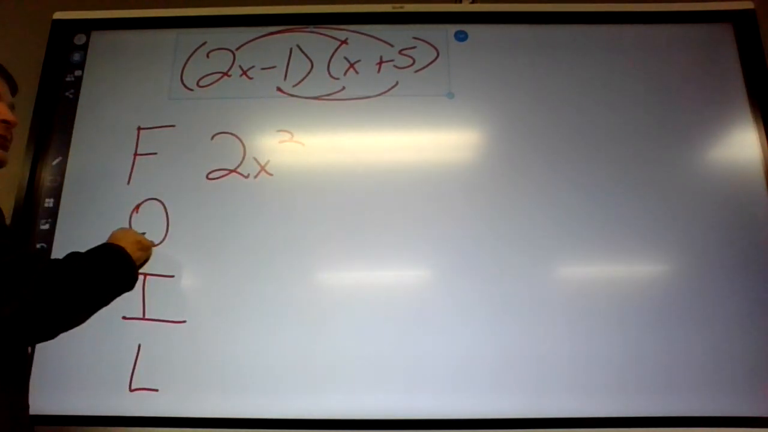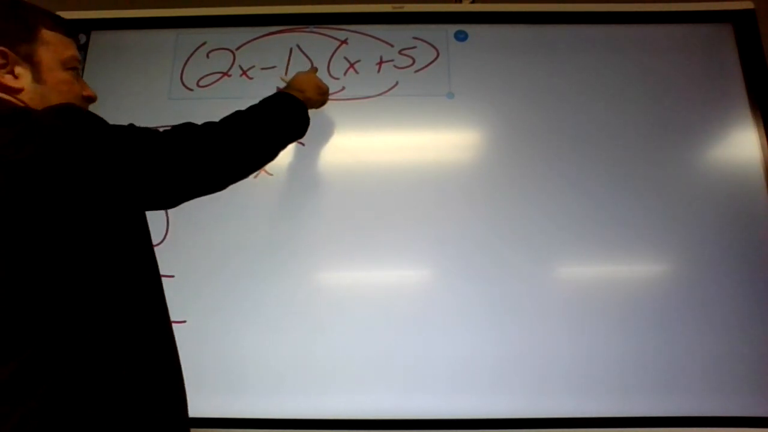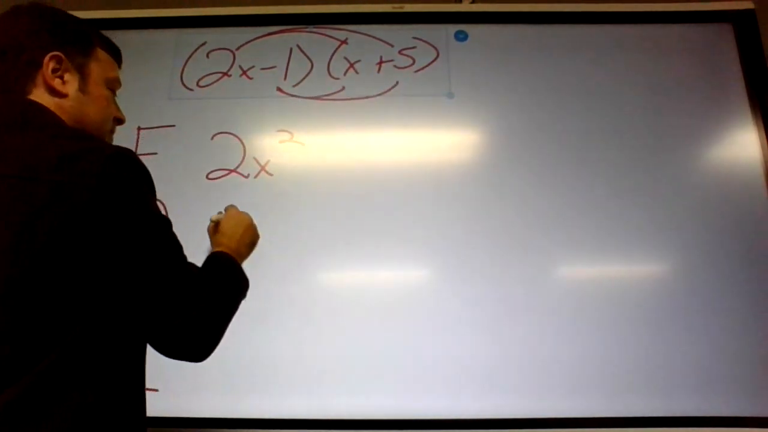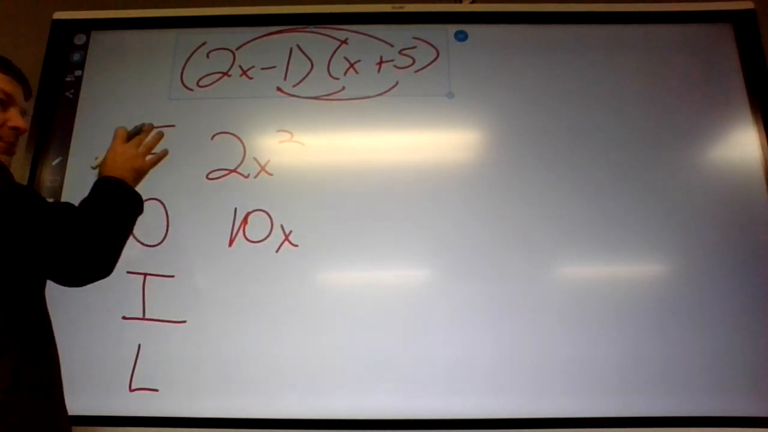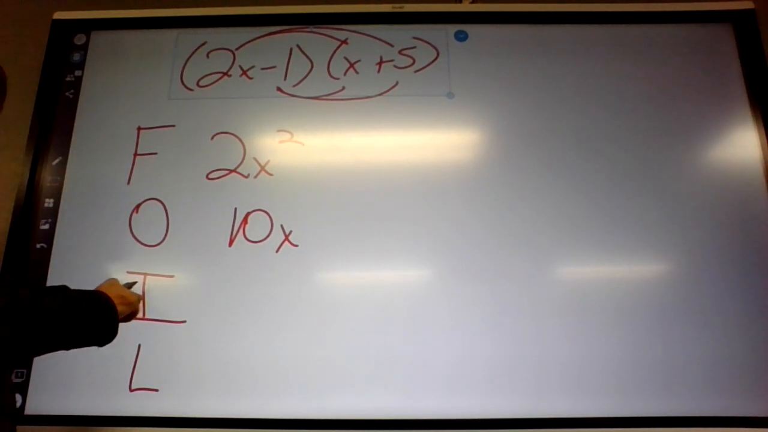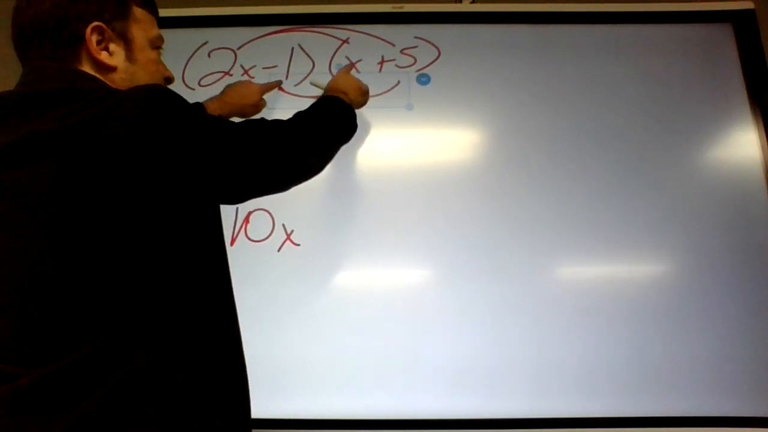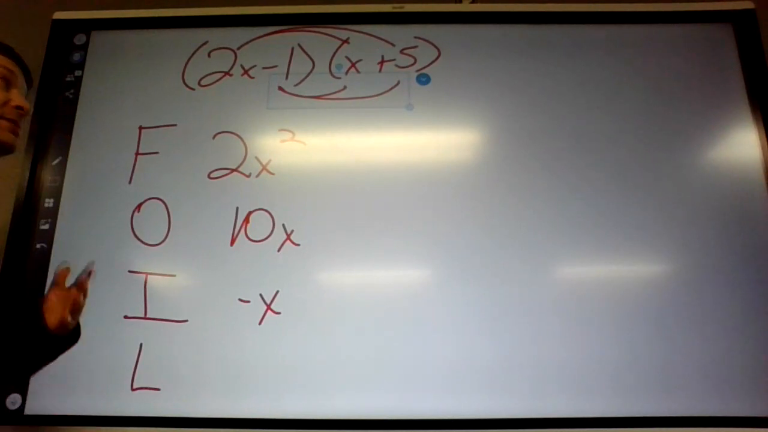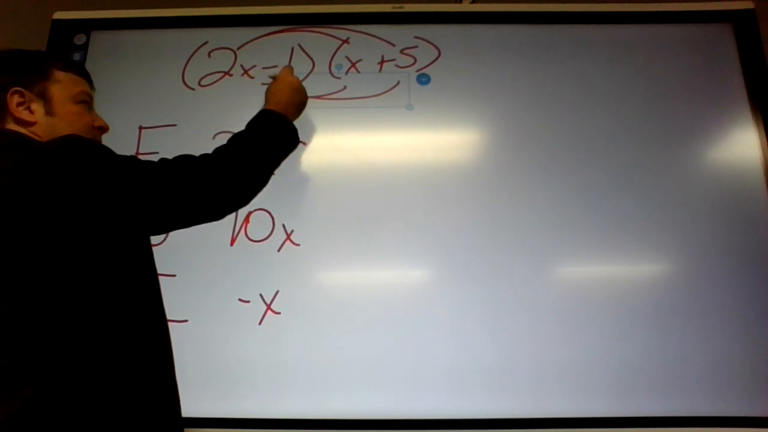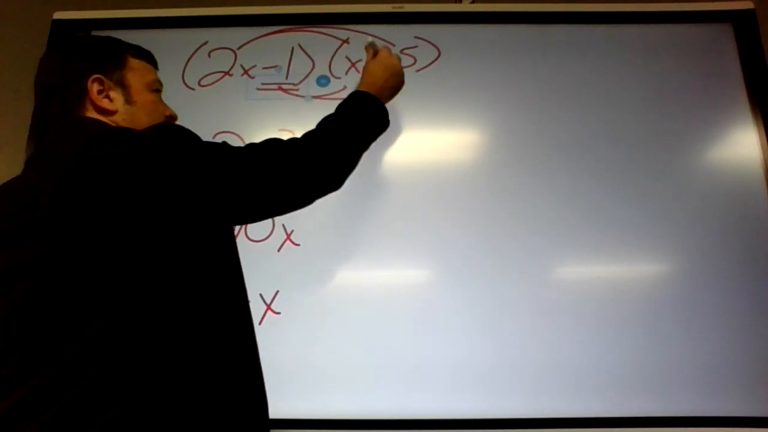Okay, what does the outside mean, do you think? Okay, the outside means this is the middle, right? So the outside would be the ones away from the middle. So it'd be 2x times 5, like 10x. Okay, we're not going to be writing this every time. I'm just kind of showing you. I means inside. The inside means the two towards the middle, the two terms in the middle, negative 1 times x. In this case, that'd be negative x. And the L stands for last. So the last would be the second term in both, the last term in both. So negative 1 times 5.